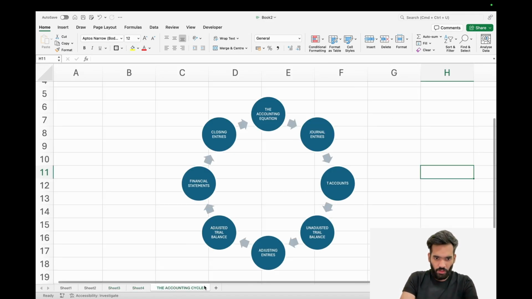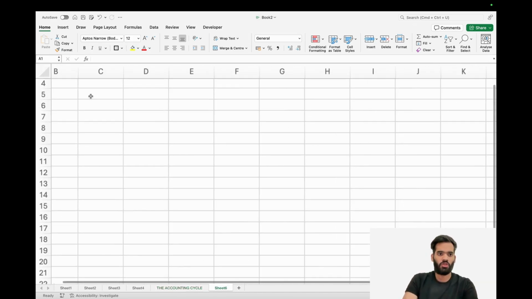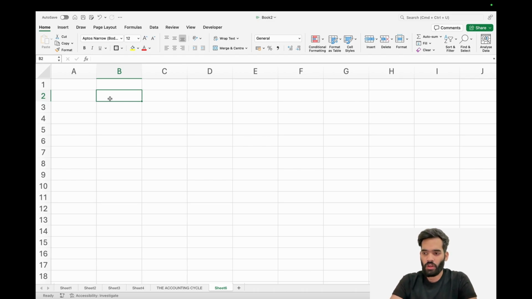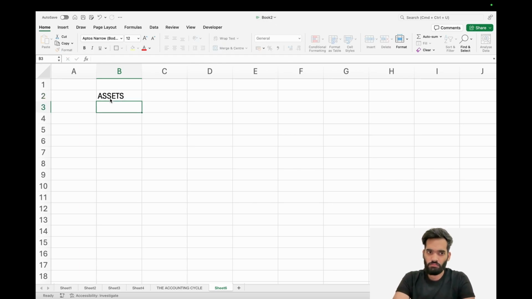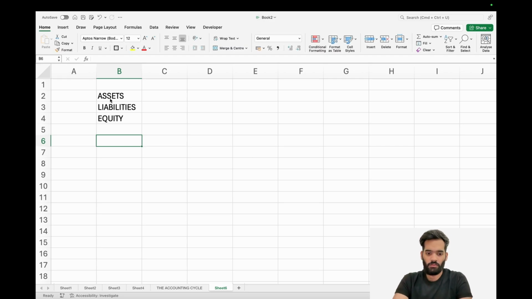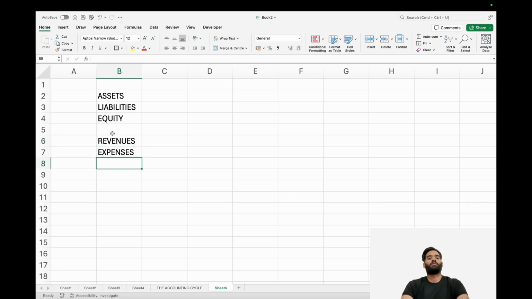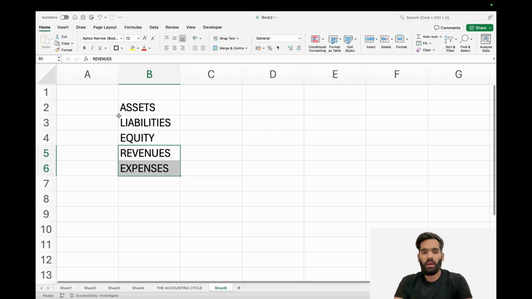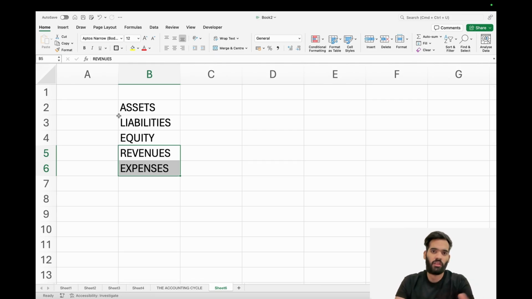So I'm going to start with a new sheet here. Okay. So far we have talked about 5 different categories of accounts. We have talked about assets, liabilities, equity, revenues, and expenses.